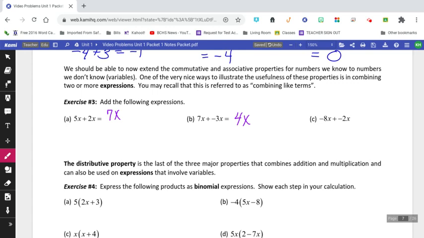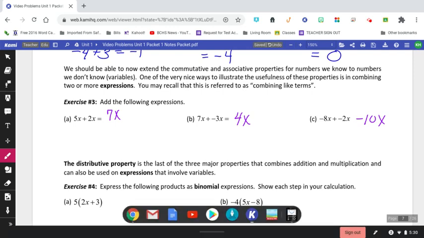And now for C, we have negative 8x plus negative 2x. These problems I like the best because you're adding two negatives. That's the same as adding two positives. You just happen to be in the negatives. An 8 and a 2 make 10. This just happens to be negative 10x. Okay. But again, guys, you're always going to have your calculator.